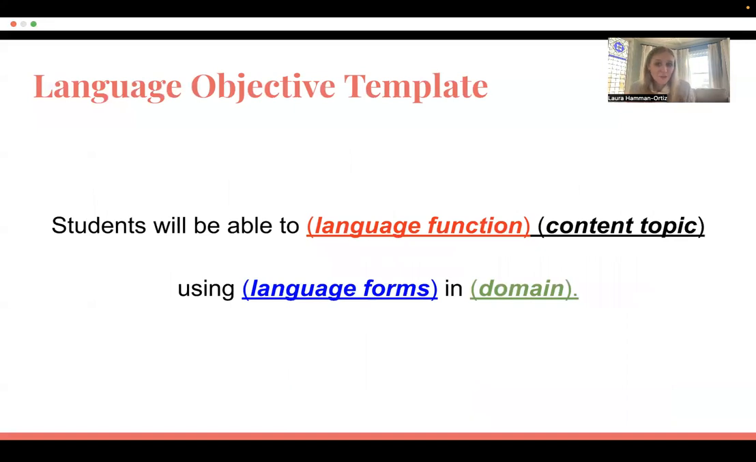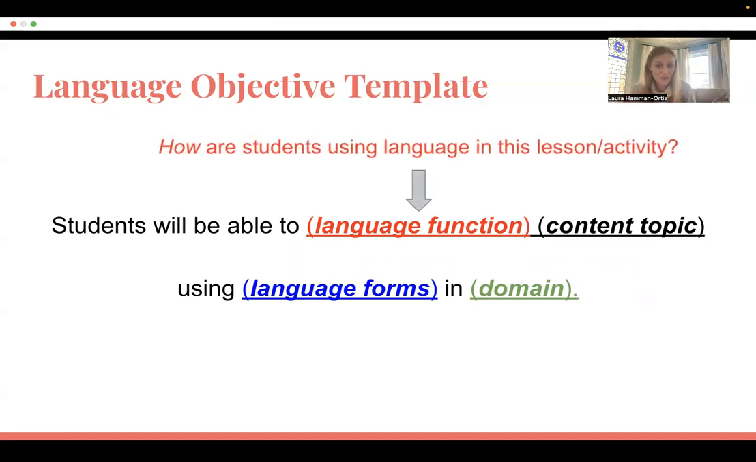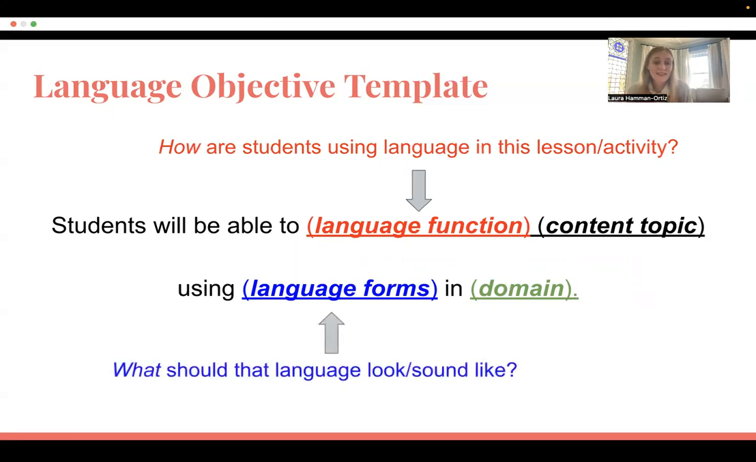This is the template that I use for writing language objectives. I found it to be helpful to organize my thinking when I'm crafting the objective and connecting it to the content objective and standard. So I'll walk you through it, and then you're going to have an application activity after this. So the template is students will be able to language function, which is how are they using language: to describe, to explain, to compare. Content topic, so that's what connects you back to your content objective. Using language forms, and that's where you specifically say what the language should look like or sound like.